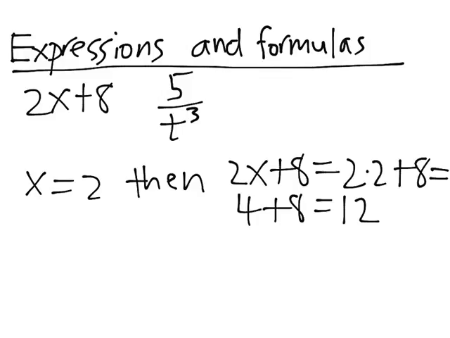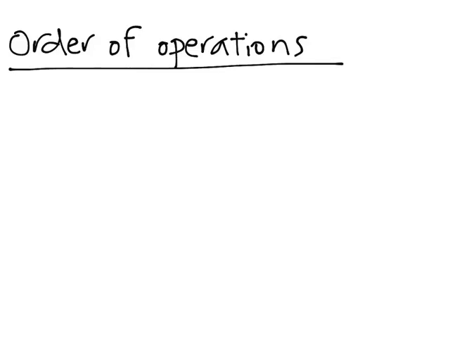However, to evaluate an expression, we need to use the correct order of operations. Notice that in 2x plus 8, we multiplied 2 by x before adding 8. This is because multiplication always comes before addition in the order of operations. Here are all of the operations in the correct order. First is parentheses.